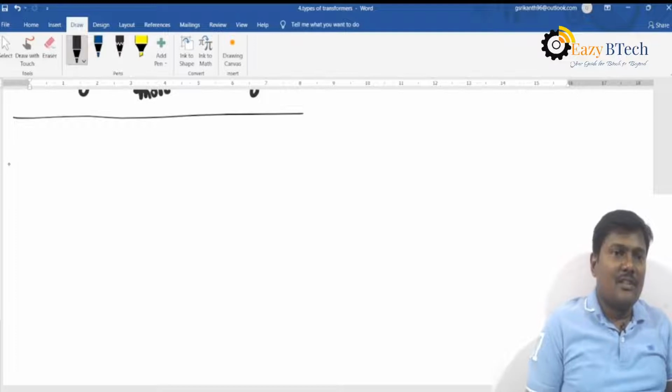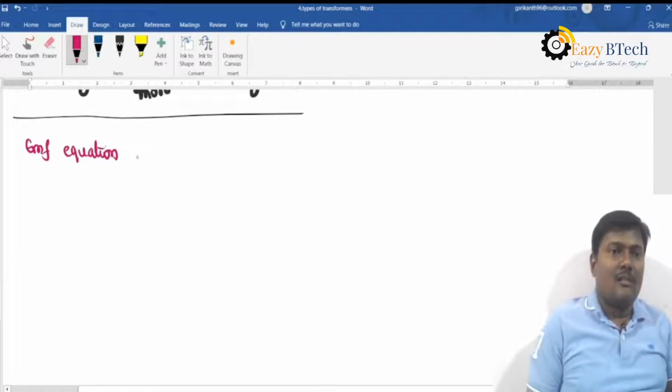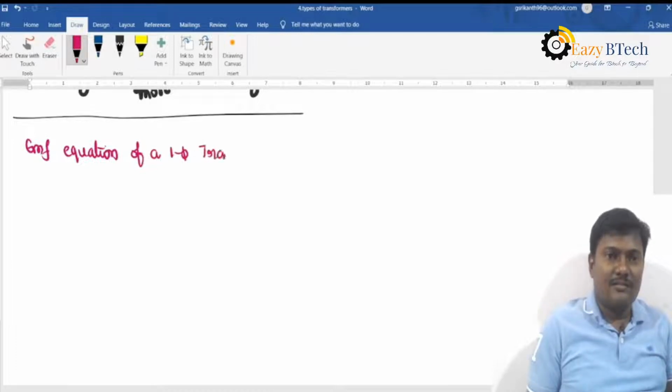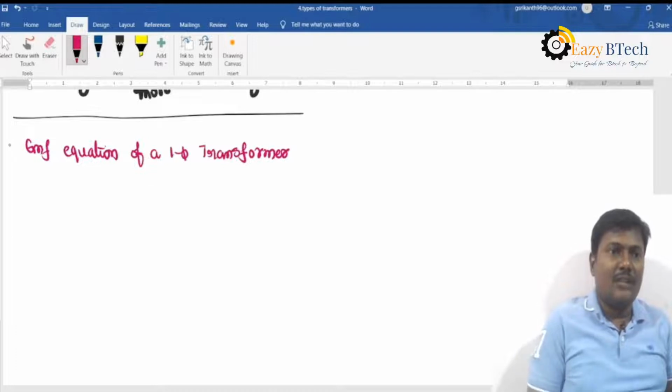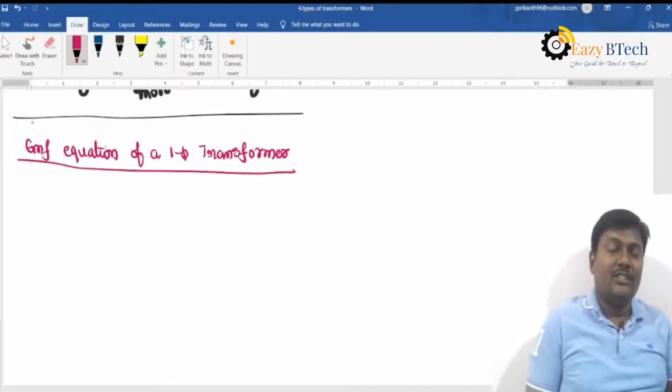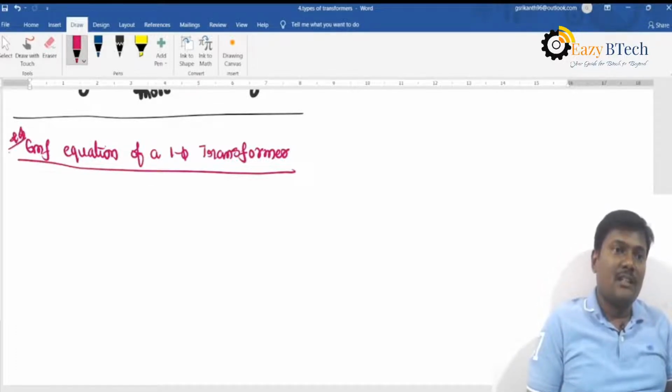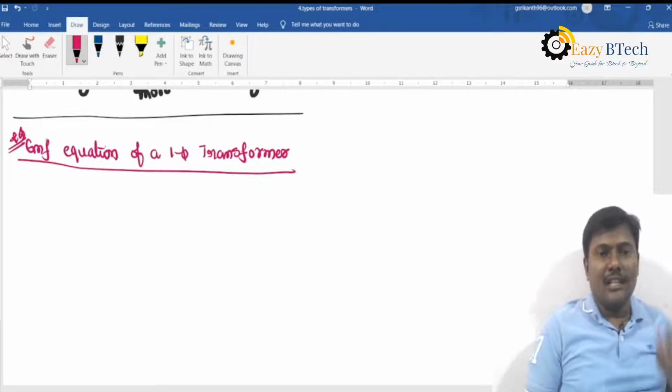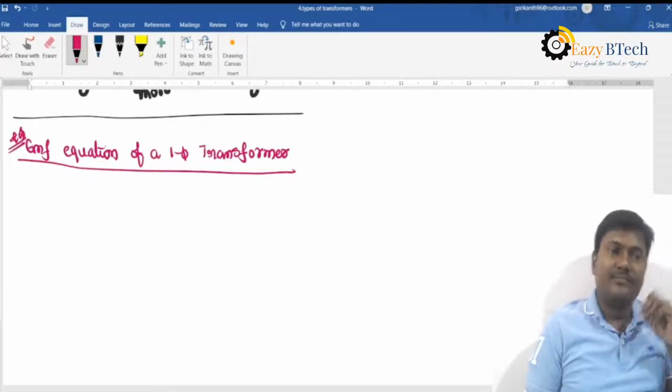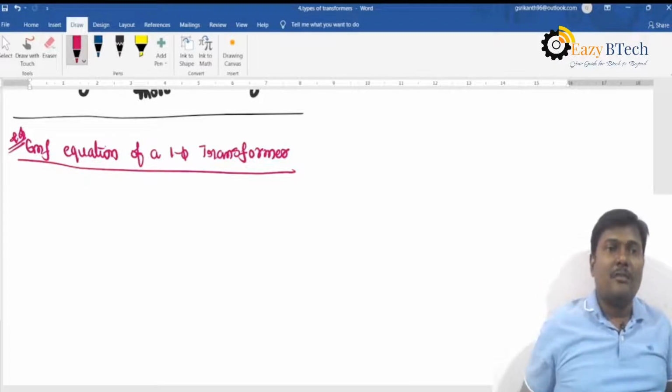the EMF equation of a single phase transformer. This is very important, and it is repeated many times in university examinations. Definitely you will get 8 marks from the EMF equation and 7 marks for a problem on the EMF equation.